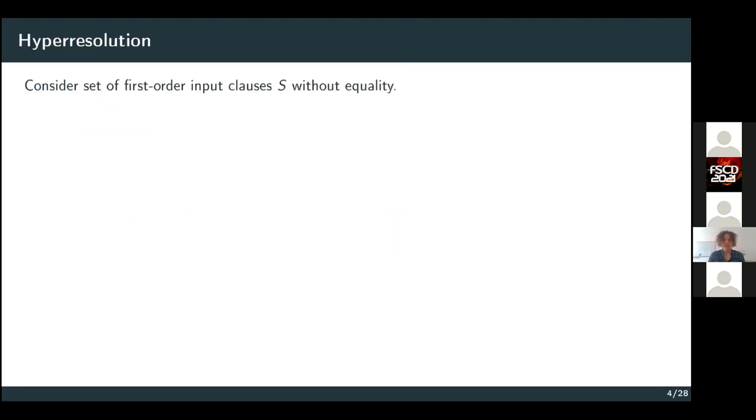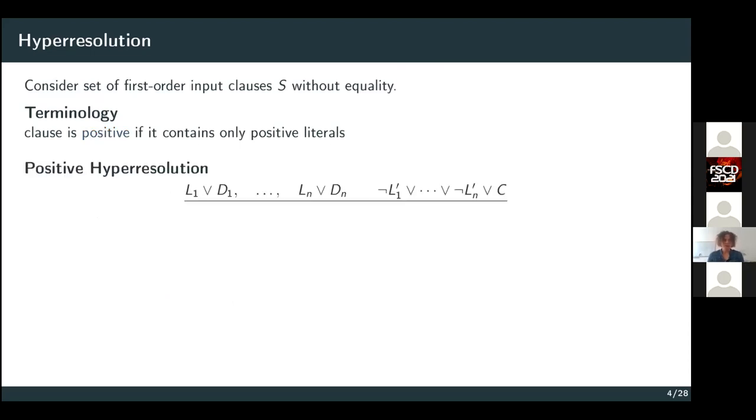Okay, so let's get started with hyperresolution. Throughout this talk, I will consider a first order set of input clauses S without equality. We call a clause positive if it contains only positive literals. And then positive hyperresolution is very easy to define. It has a single inference rule where we have a number of premises. The first n premises, Di or Li, are positive clauses. And then we have one additional premise that contains as many negative literals as we have positive clauses. So we have not L1', to not Ln'. And all the remaining literals in this subclause C are positive.